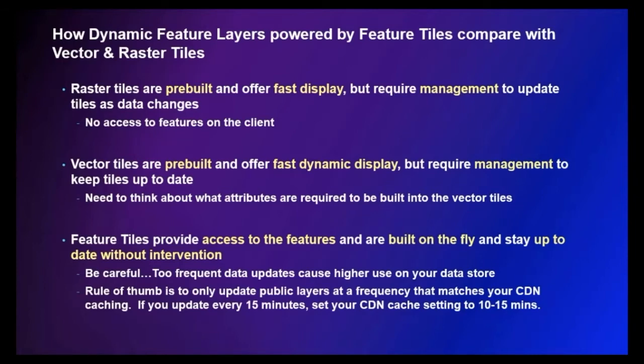A couple things to note with feature layers. You need to be careful. If you're updating your data every 15 seconds, that's probably too fast to have a public map. That's going to cause a higher use on your data store. A good rule of thumb is to only update public layers at a frequency that matches your CDN caching. If you update the data every 15 minutes, set your CDN cache setting to 10 to 15 minutes.